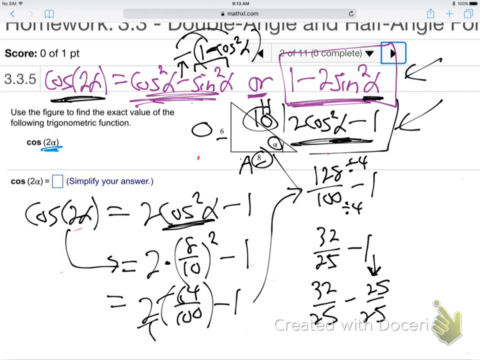Good point. Subtract these now. What do you got? 7/25ths.